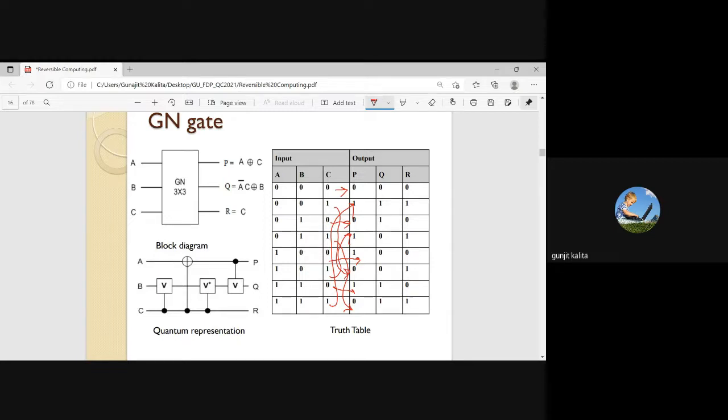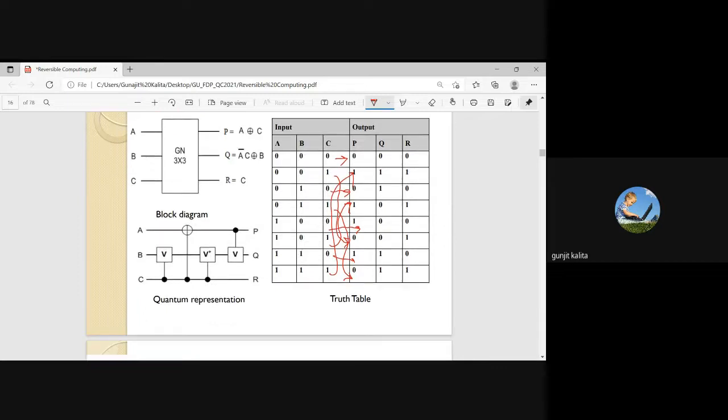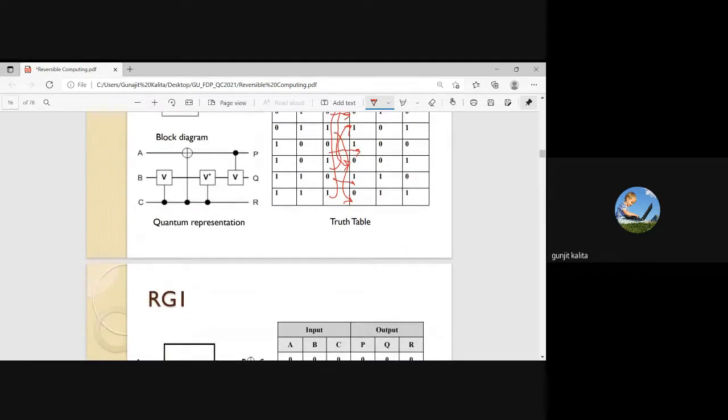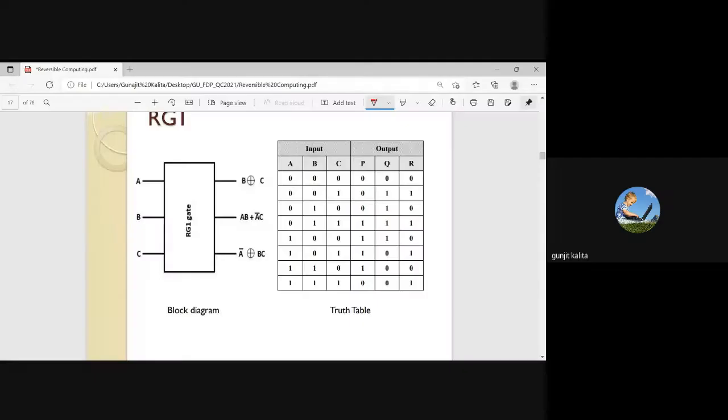If we try to convert this to a quantum circuit using the NCV gate library, it will be like this. It requires one control V gate, two control V gates, one plus gate and also one not gate. So the quantum complexity of this gate will be 4, because we require 4 elementary quantum gates. Similarly, we may have lots of gates like this. If you see this gate, all the inputs are available in the output, maybe in a different order or different location, but they are there. They are not dying down. In classical electronics, they will definitely die down because we get a single output.